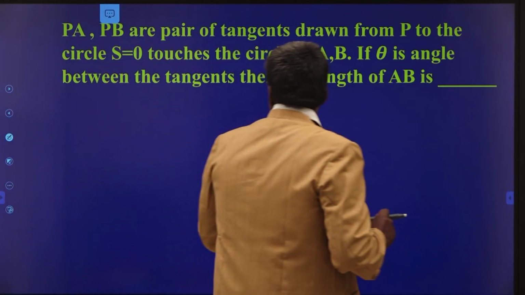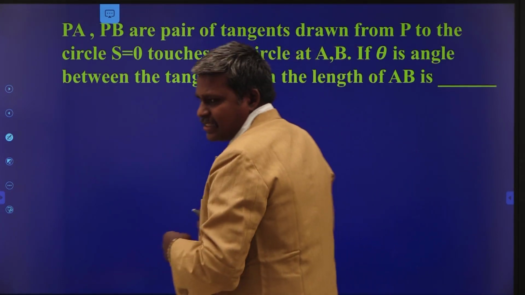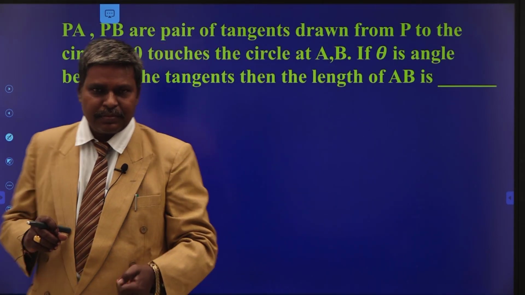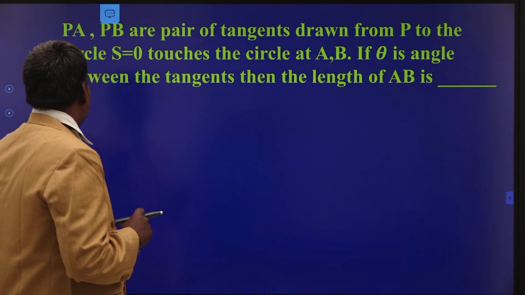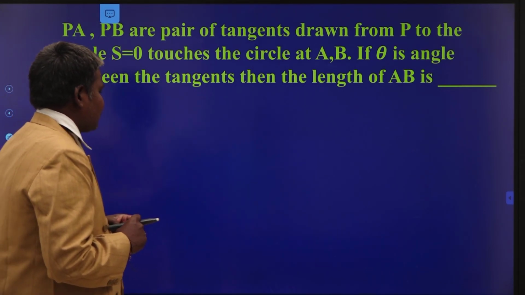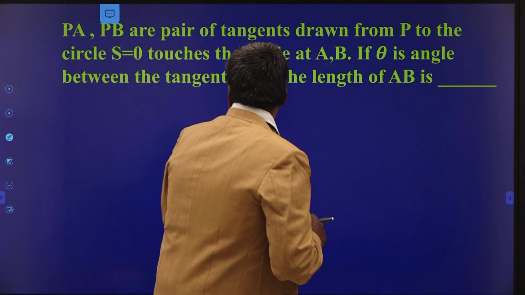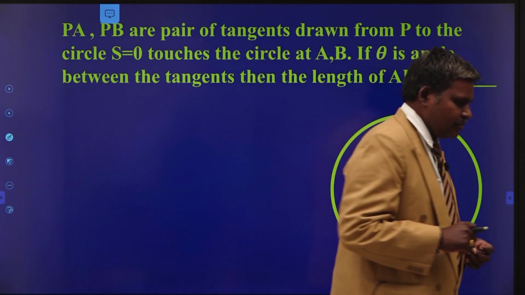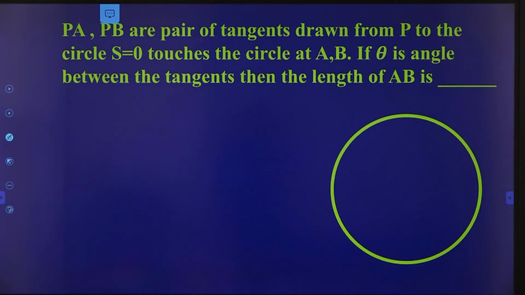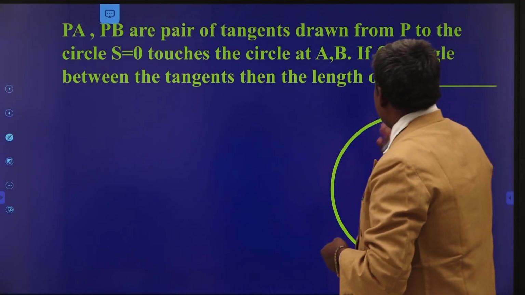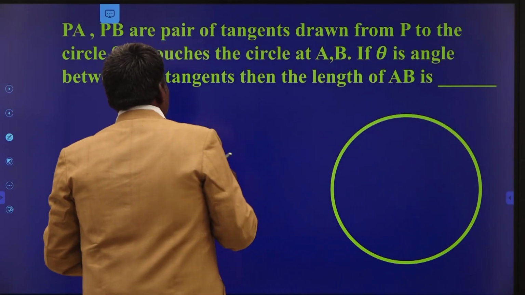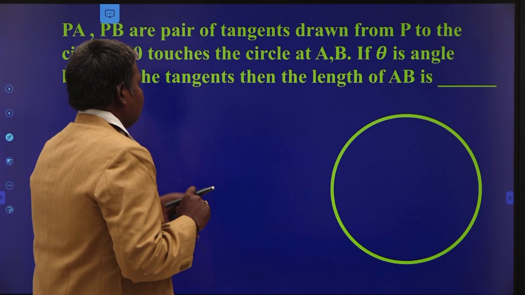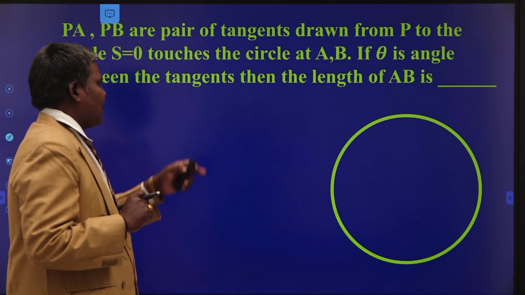See this question. PA and PB are a pair of tangents drawn from P to the circle S equal to 0, touching the circle at A and B. If theta is the angle between the tangents, then the length of AB is what? That is the question.